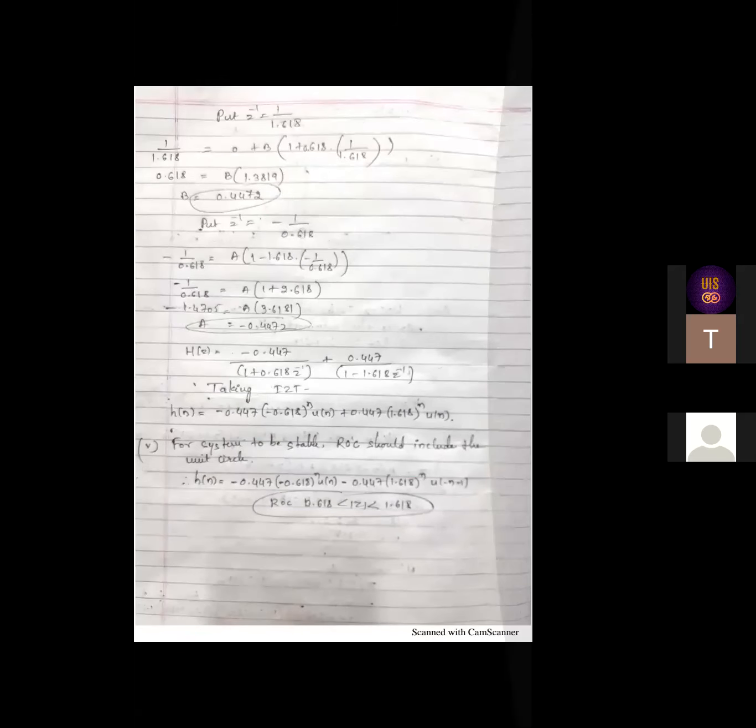You can just see here. So finally, this is your h of n for the system to be stable, with the ROC in between your two alpha values. So I hope this problem is also clear to you.